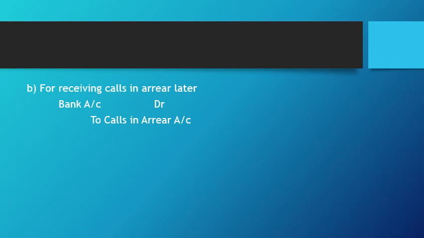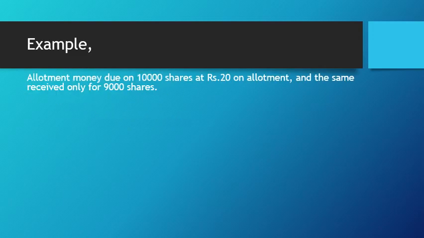Oh, sorry, there is one more thing. Sometimes we can get back these arrears when the shareholders pay them later. We have to do the journal entry like this: bank account debit to calls in arrear. So let's discuss the previous example with this method. Allotment money due on 10,000 shares of rupees 20 on allotment, and the same received only for 9,000 shares. How can we make the accounting treatment?